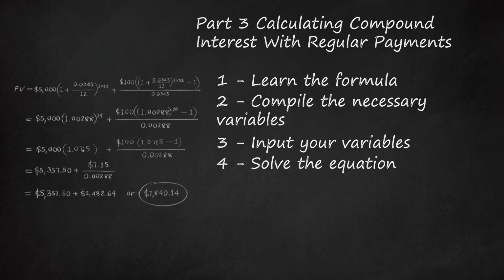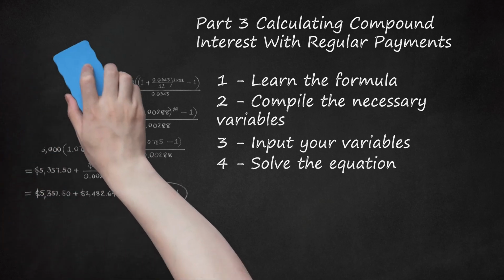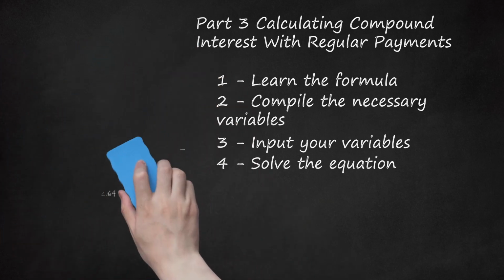Add. Finally, add the two numbers to get the future value of the account. This gives $5,357.50 plus $2,482.64, or $7,840.14. This is the value of the account after the 2 years.